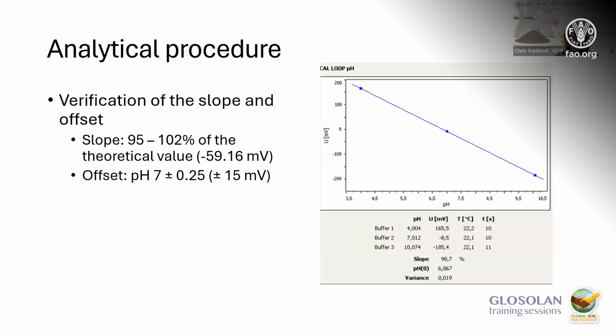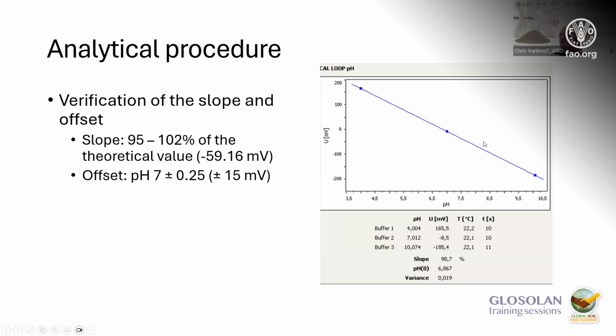When we have set up the calibration, we also always do a verification of the slope and the offset. As I stated previously, the slope we define as criteria that the slope has to be between 95 and 102% of the theoretical value, and the offset has to be pH plus minus 0.25. It corresponds with a difference in voltage of 50 millivolt.